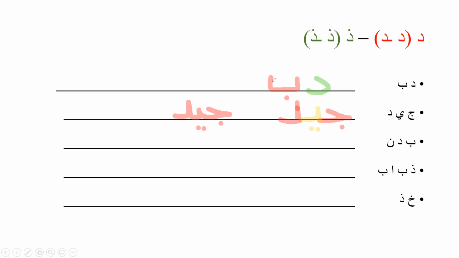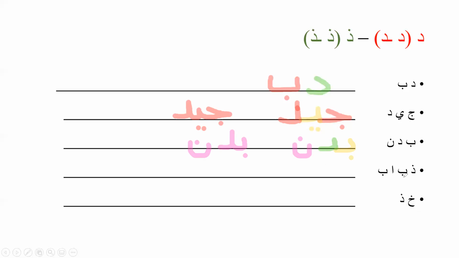Jayid means good. And then with ba, dal, noon, dal here is in the middle. So it doesn't matter where it comes, but it never connects after. But it is connectable before here. So here is ba, and here is dal, and here is noon. Badan means a body. So here it is, badan. Ba, here is my noon.